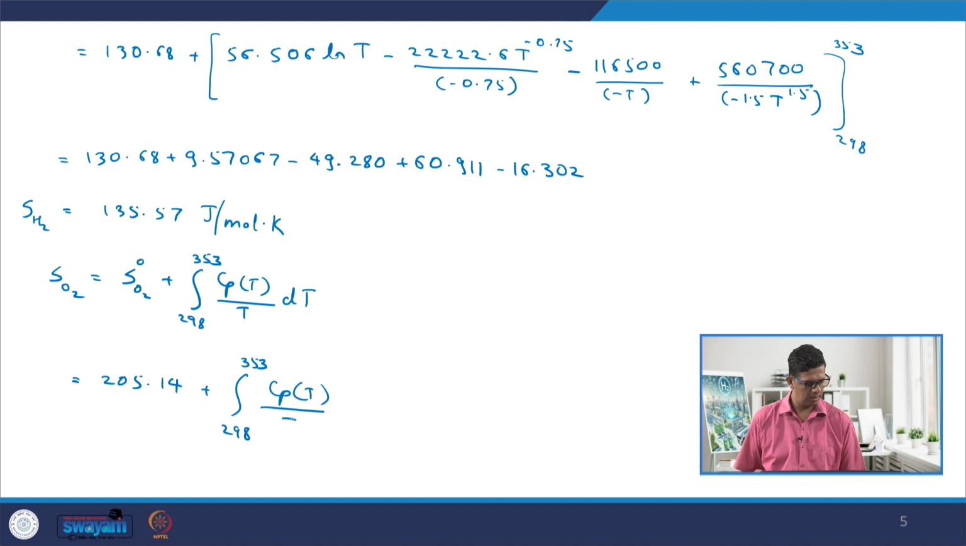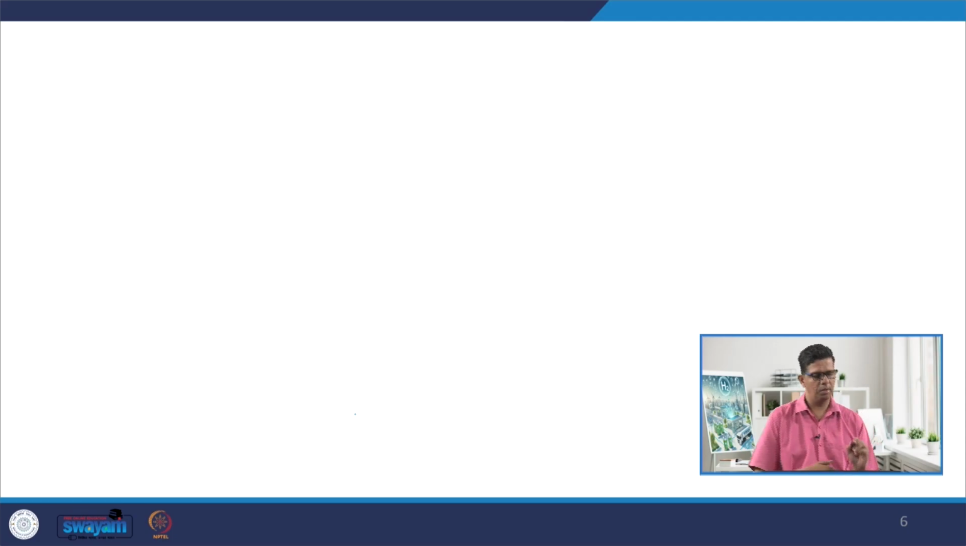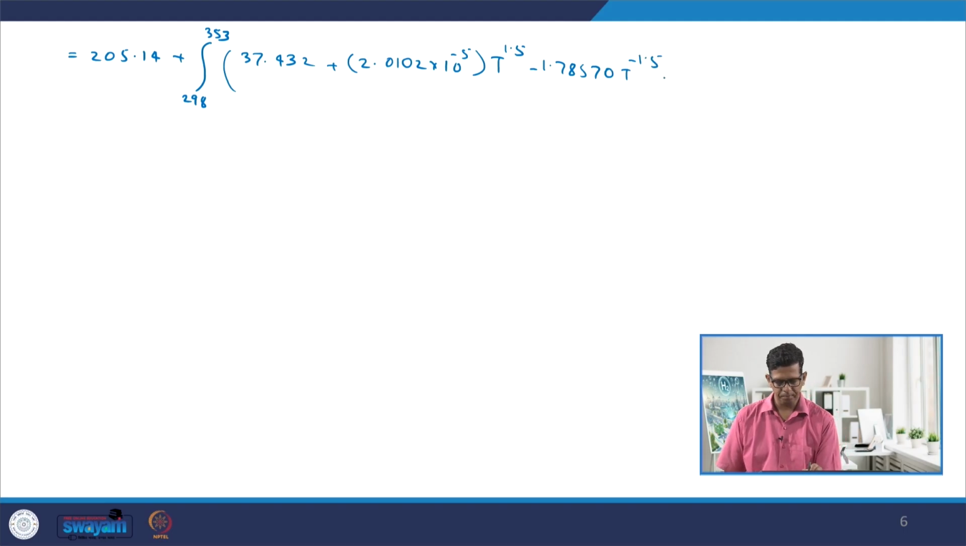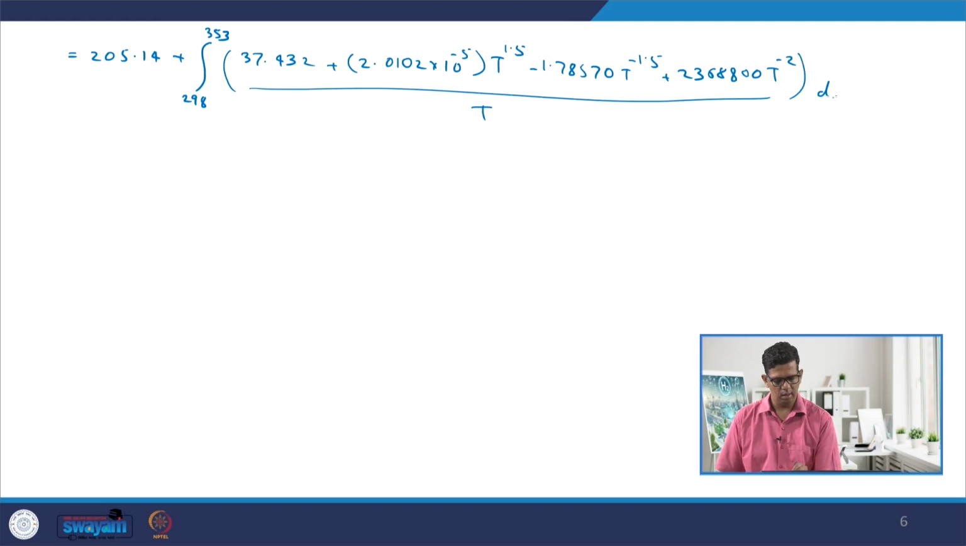Cp, which is a function of temperature, by T dt. So, let us substitute for Cp, which is 205.14 plus the integration from 298 to 353 of 37.432 plus 2.0102 times 10 to the power minus 5 times T to the power 1.5 minus 1.78570 times T to the power minus 1.5 plus 23688800 times T to the power minus 2. This whole is divided by T dt.